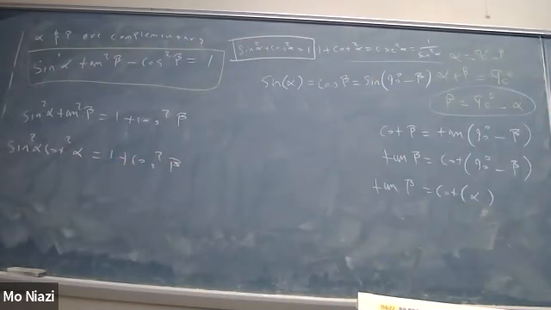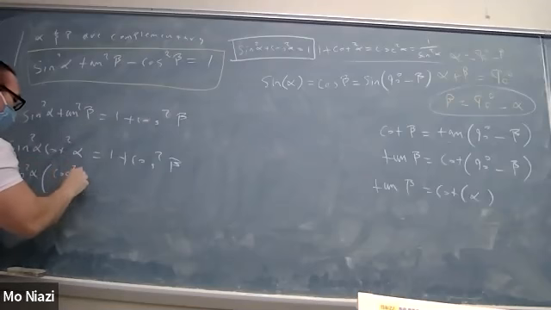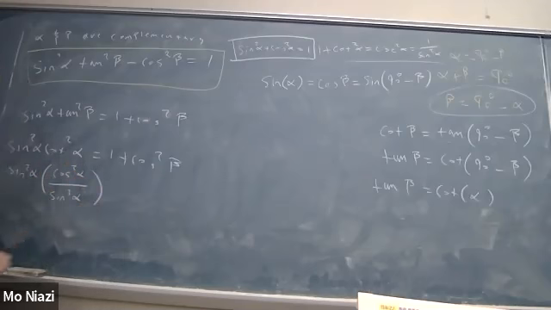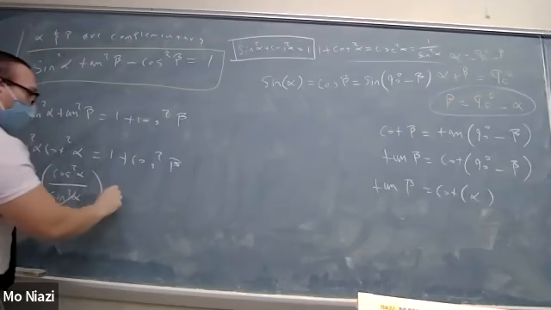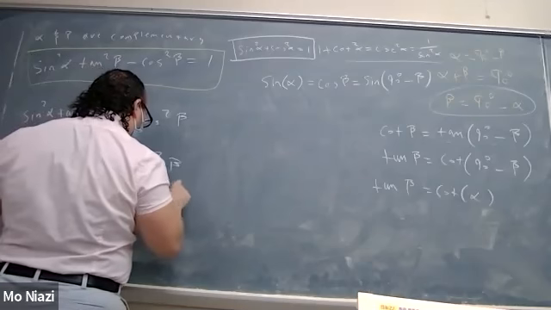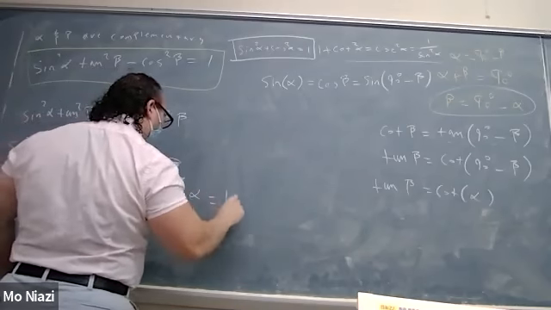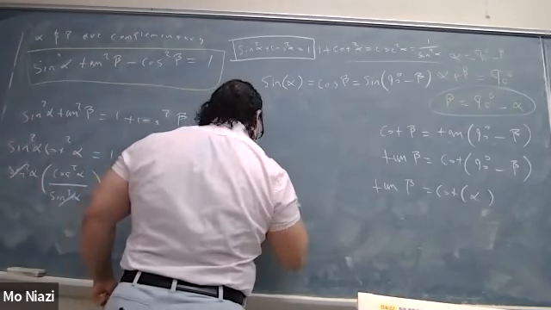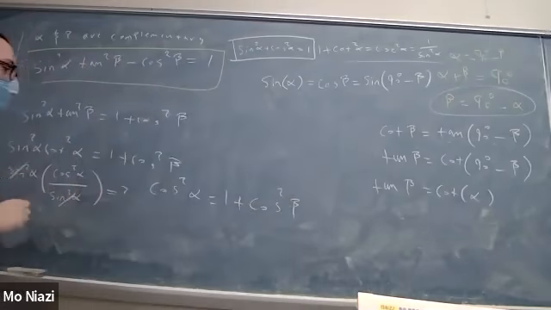But this is the same thing as sine squared alpha times cosine squared alpha divided by sine squared alpha. Cancel that. That would mean that it reduces to showing that cosine squared alpha is the same thing as 1 plus cosine squared beta. So if we could show cosine squared alpha is the same thing as 1 plus cosine squared beta, we'd be done.